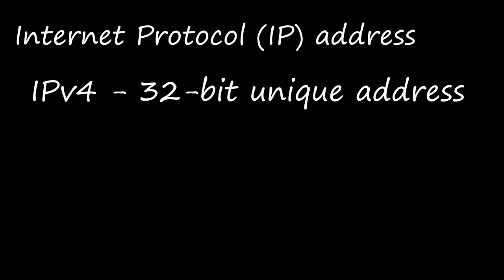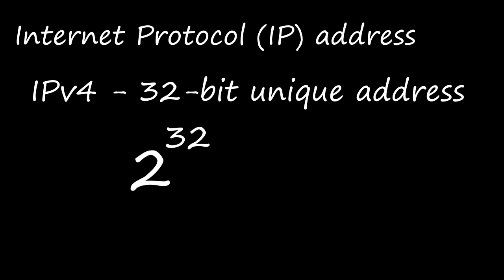The address space is the total number of addresses that can be made by that protocol. This is determined by the number of bits that a protocol uses. If a protocol uses n bits, the address space of that protocol will be 2 power n addresses. In IPv4, I said this is a 32-bit unique address, right? So IPv4 will have 2 power 32 addresses.